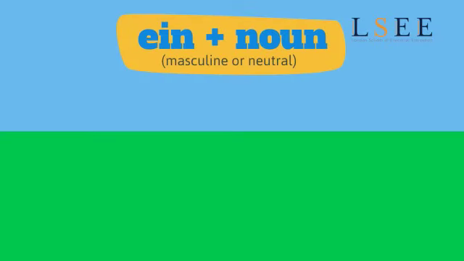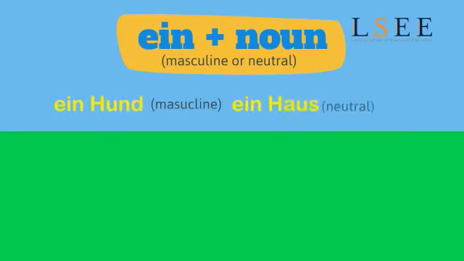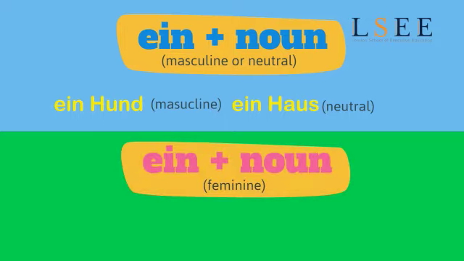Ein plus noun masculine or neutral. Ein Hund, masculine. Ein Haus, neutral. But eine plus noun, feminine. Eine Banane, eine Katze, eine Tasche.